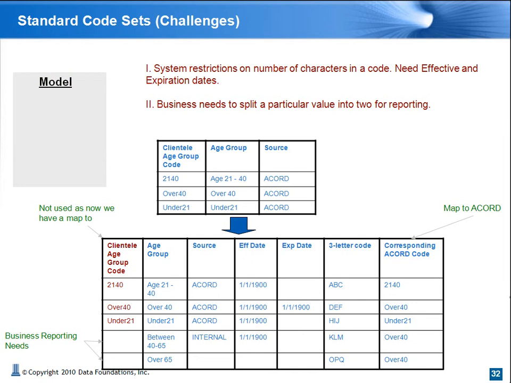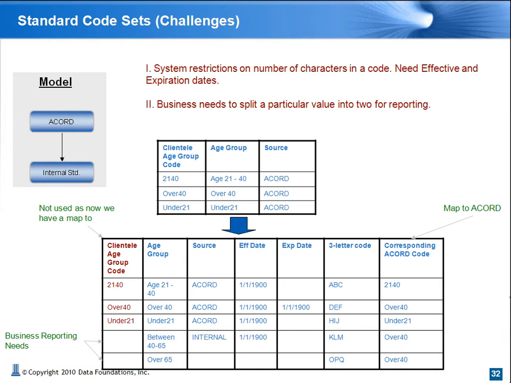Now we increase the complexity a notch by introducing a business reporting requirement that is more granular than the ACORD standard accommodates. ACORD has a bucket for over 40, age over 40 that is, but this second system wants to report on 1, between ages 40 to 65, and 2, over 65. We started with an ACORD list and now have evolved to ACORD codes, actually becoming another attribute that the standard list is mapped to. The model now has 2 entities.